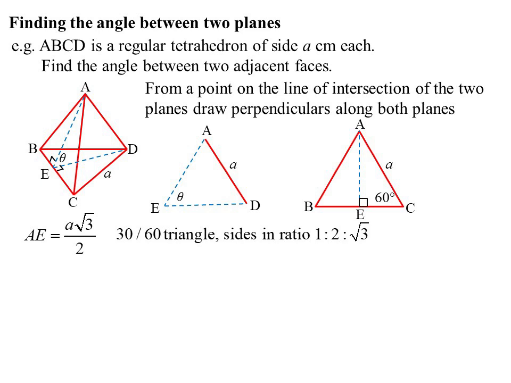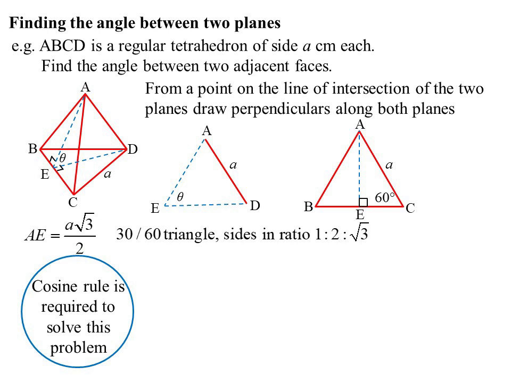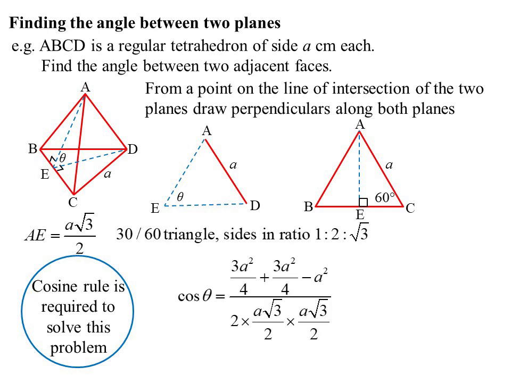Now to solve this problem, I'm actually going to have to use the cosine rule. The nice thing is I know AE must be the same length as DE, because all of these triangles are congruent. It's a tetrahedron. So cosine theta will be 3a squared on 4, which is our root 3a on 2 squared, plus the other side's also the same, so 3a squared on 4, minus the side squared opposite the angle I want to find, so minus a squared, over 2 times those sides.